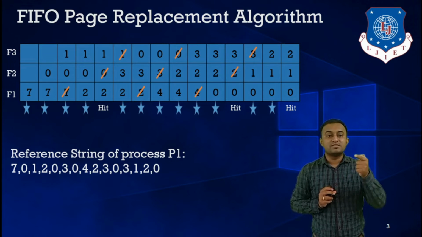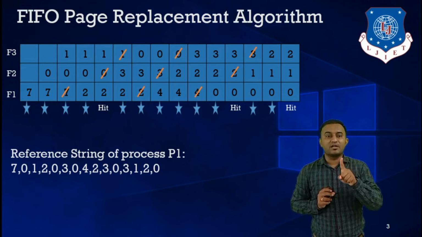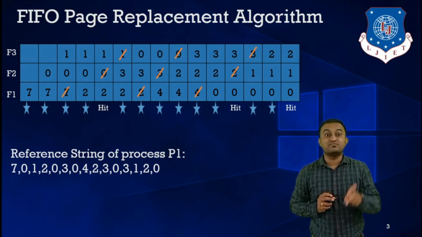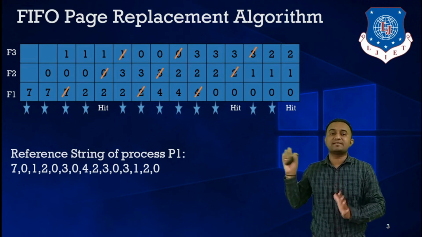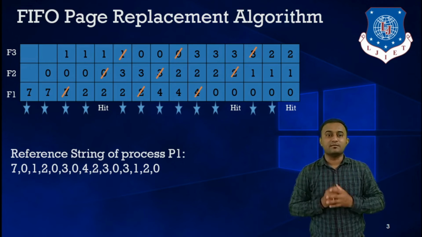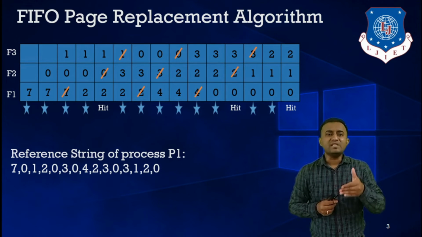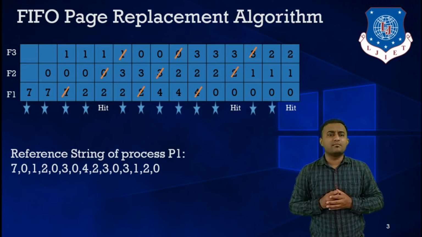Because the CPU is demanding a particular page which was not available in main memory, it is called a page miss, or page fault, and that is represented with the help of a star in this particular example. I hope it is clear. Now the second page will come.